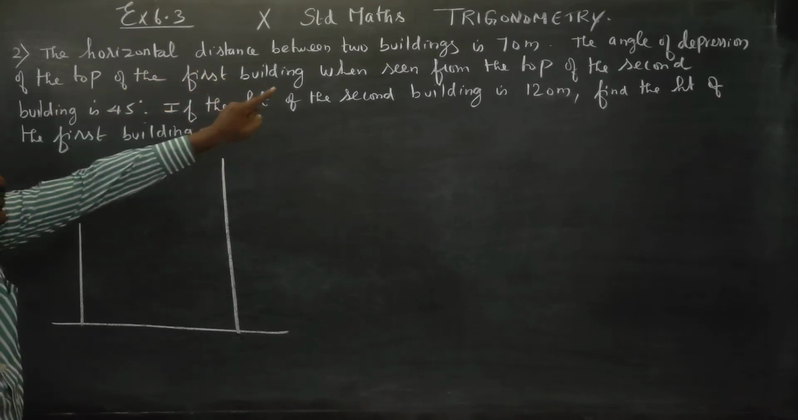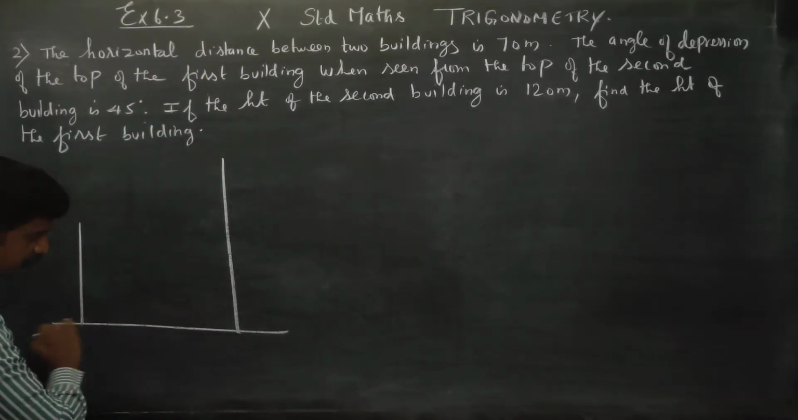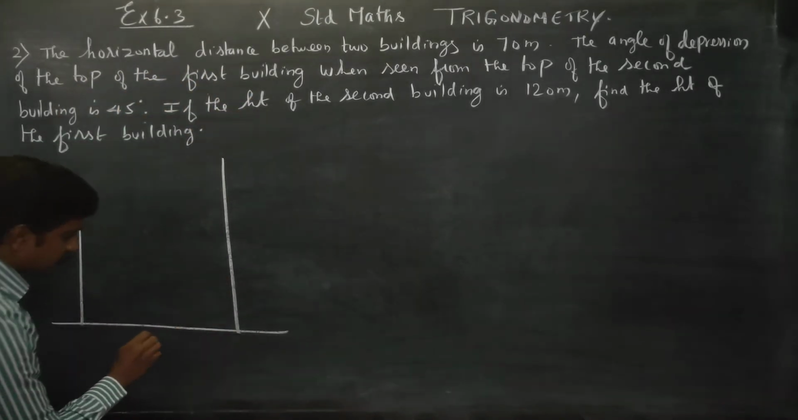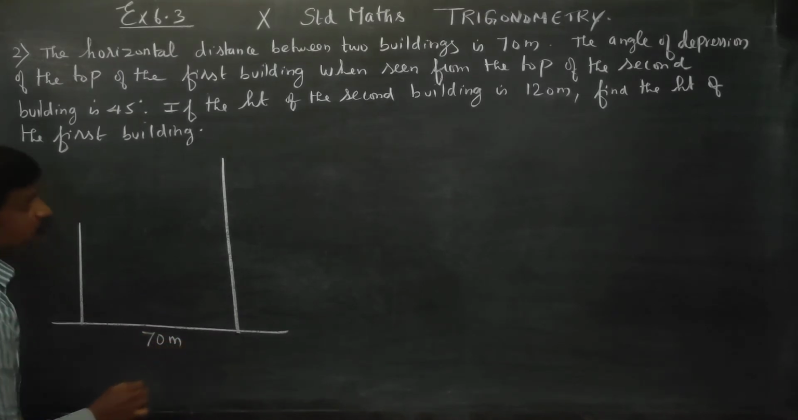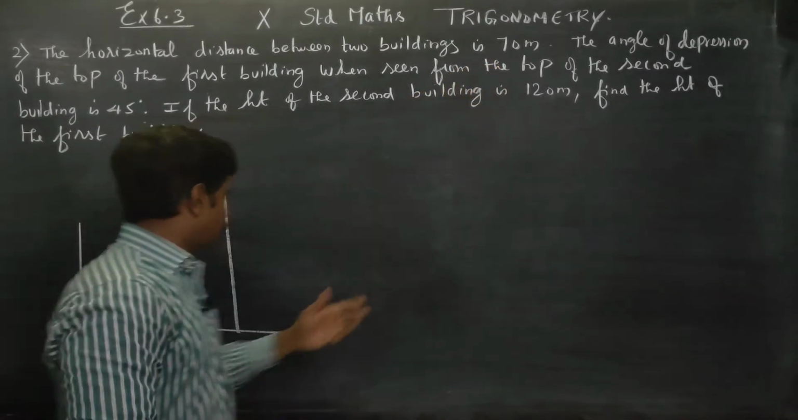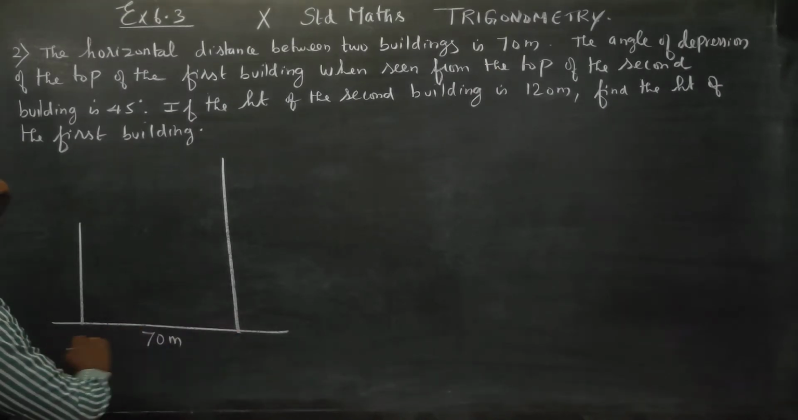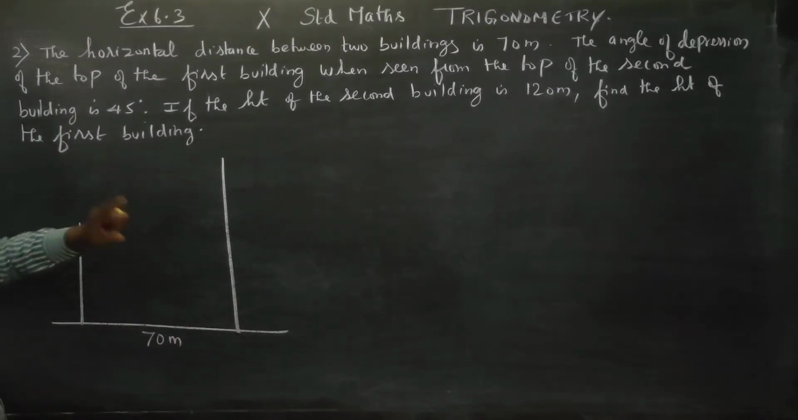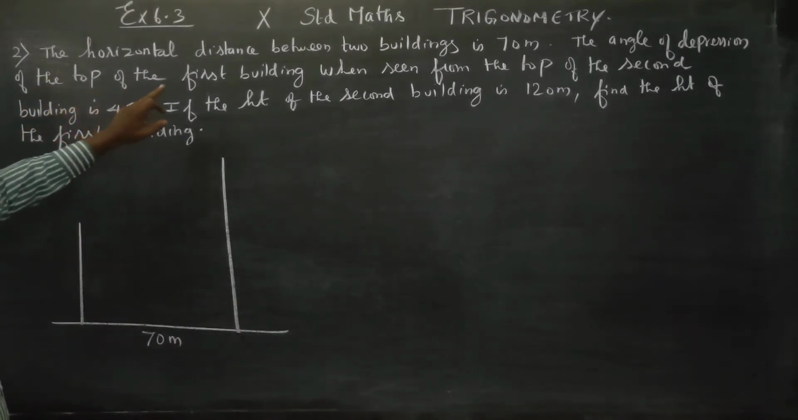The horizontal distance between the two buildings. Horizontal distance na, in the distance. Horizontal distance yolo kuttirukanga na 70 meters appdin solittu kuttutanga. This is the horizontal distance. The angle of depression of the top of the first building.